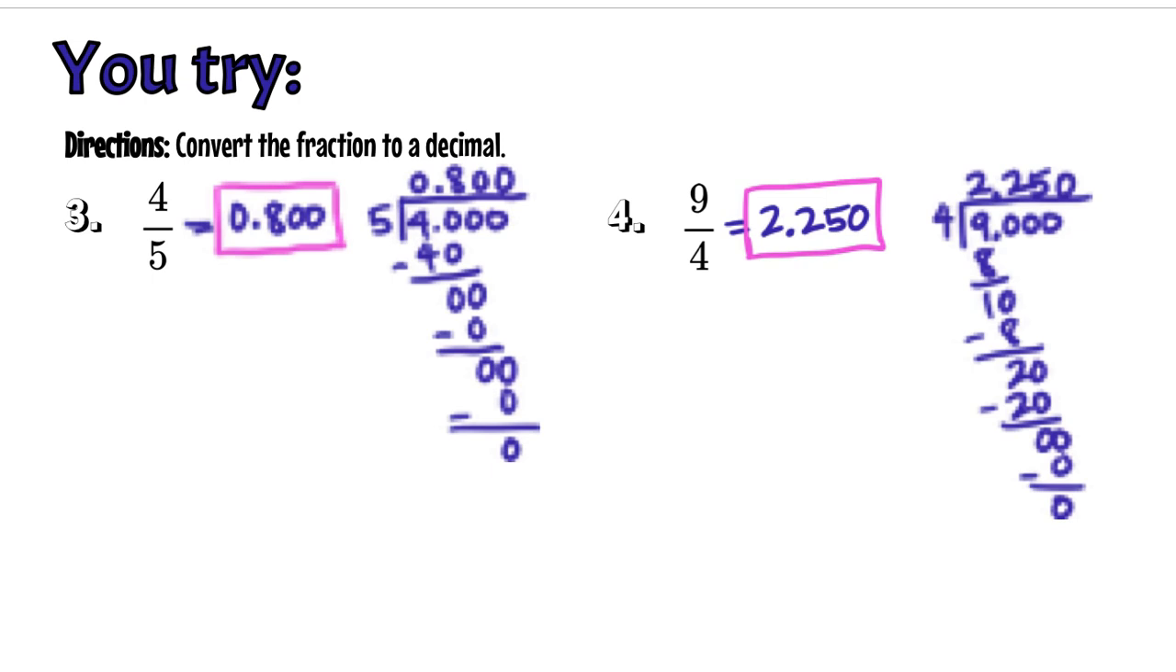All right, hopefully you paused the video and you found in number 3 that 4/5 is equal to 0.800, or 8/10. And number 4, 9/4 equals 2.250, or 2 1/4.